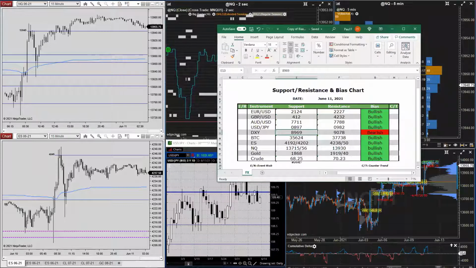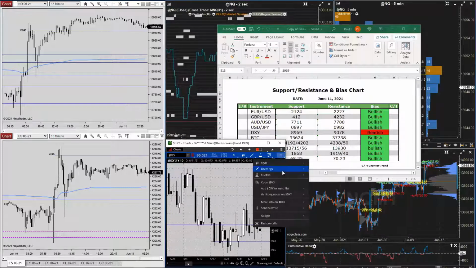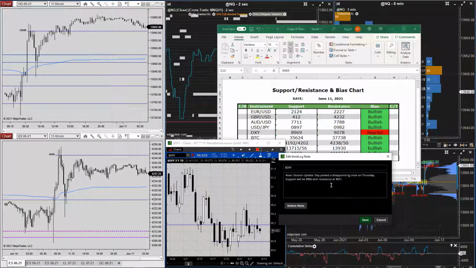Cash dollar index. The dollar index posted a disappointing close on Thursday. Support will be 89.66 with resistance at 90.31.